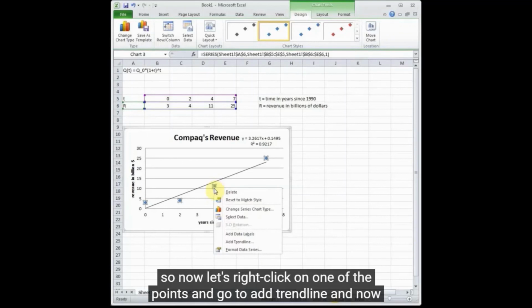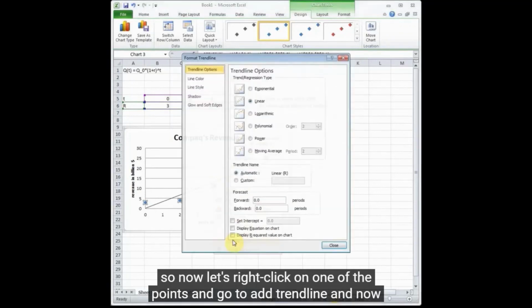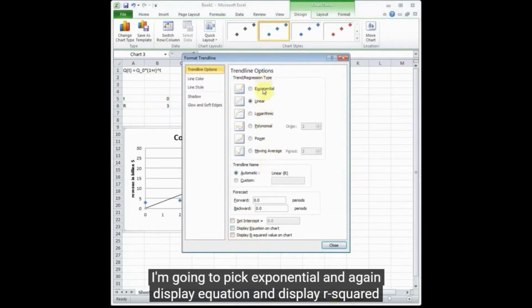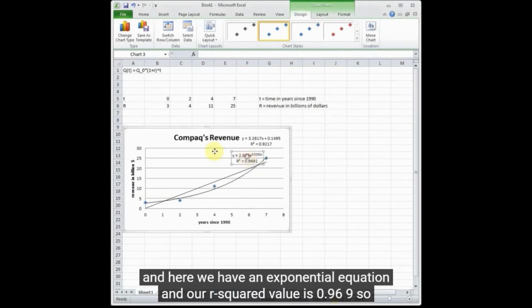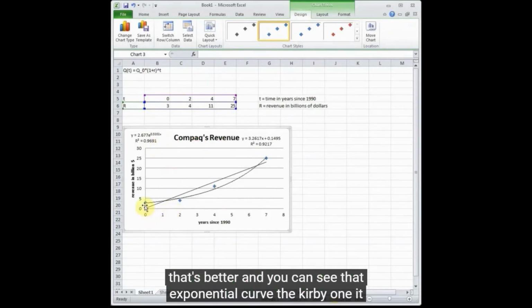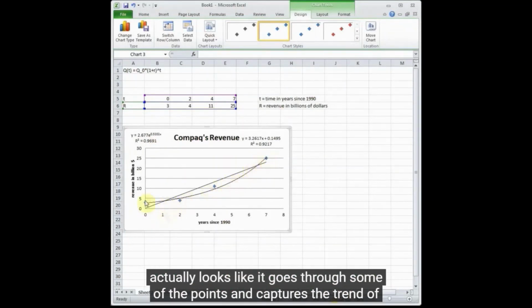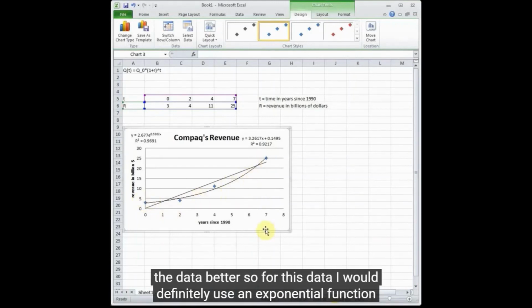So now let's right click on one of the points and go to add trend line. And now I'm going to pick exponential. And again, display equation and display R squared. And here we have an exponential equation, and our R squared value is 0.969. So that's better. And you can see that exponential curve, the curvy one, it actually looks like it goes through some of the points and captures the trend of the data better. So for this data, I would definitely use an exponential function to model it.